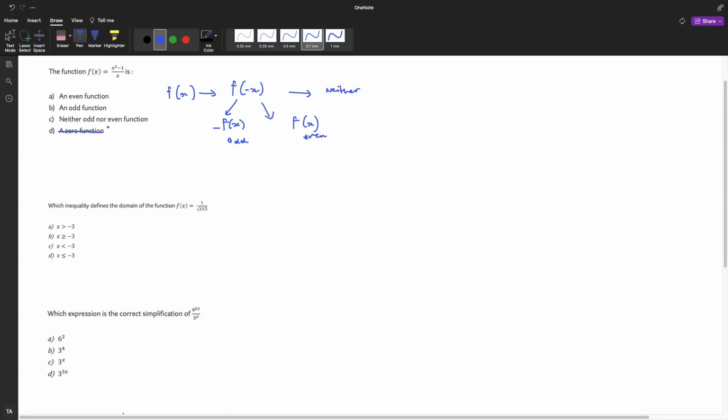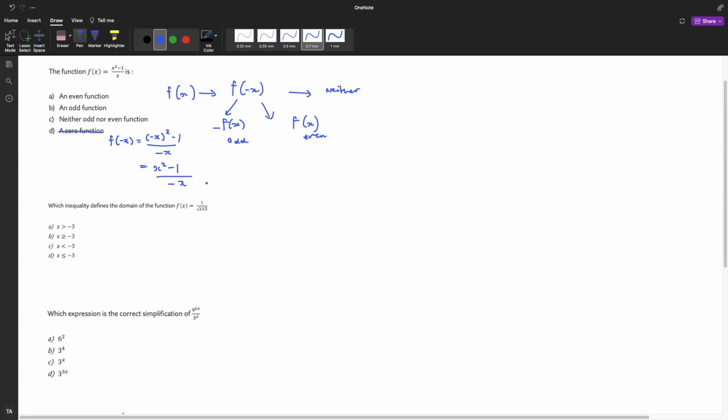Okay, so testing this one now, let's put in f of negative x, which is equal to negative x squared minus 1 over negative x. Now we know that when you're squaring a number, it doesn't matter if it's positive or negative, the output's going to be the same. Right? 3 squared or negative 3 squared is the same thing. For example, this is just x squared minus 1 over negative x.